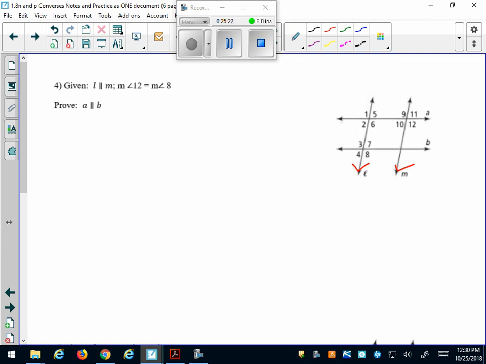So again, this might be a time when you use colored pencils to color code things that are established as being parallel. So I know the red ones are parallel. I don't know anything else about A and B. I also know that the measure of angle 12 equals the measure of angle 8.